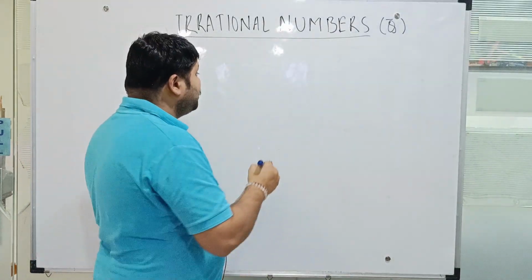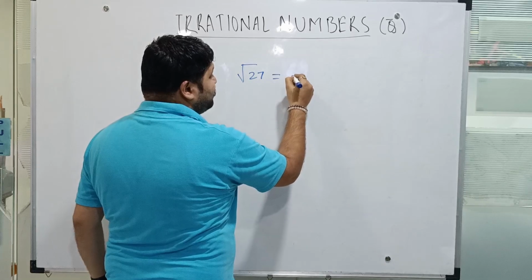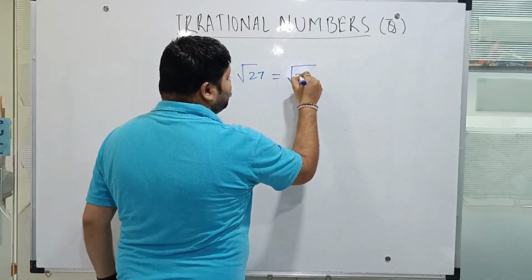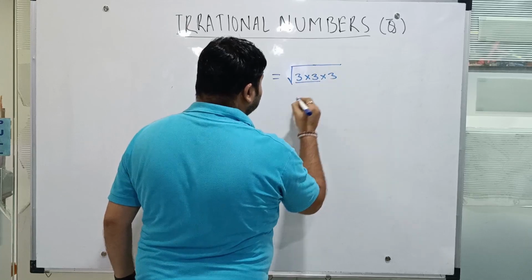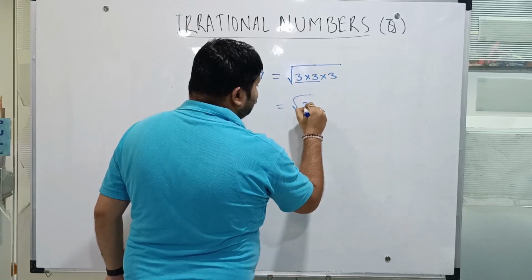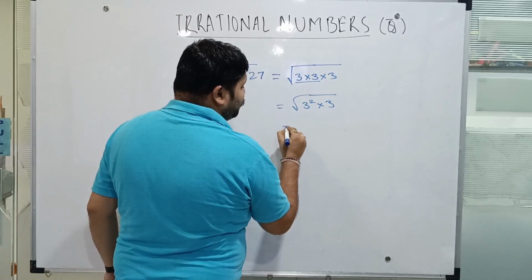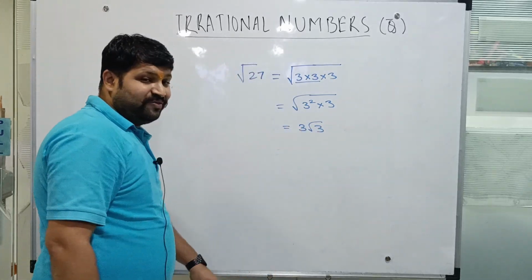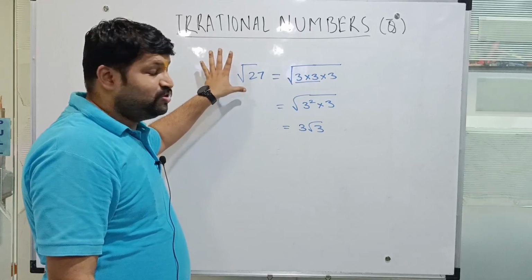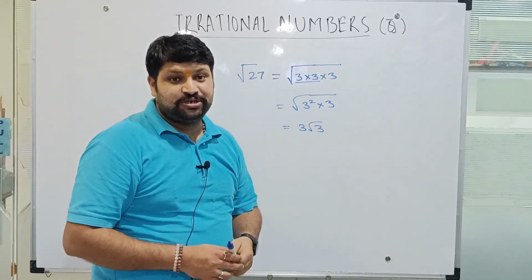Now if I have, say, root of 27, then it can be written as root of 3 multiplied by 3 multiplied by 3. So this can be written as root of 3 square multiplied by 3. I can take the square out of the square root sign and write this as 3 root 3. So whenever you write root 27, it is always preferable to write it as 3 root 3, which is its simplest form.